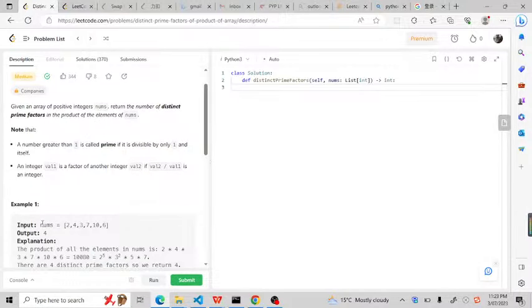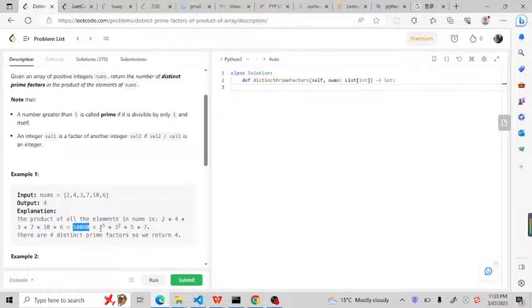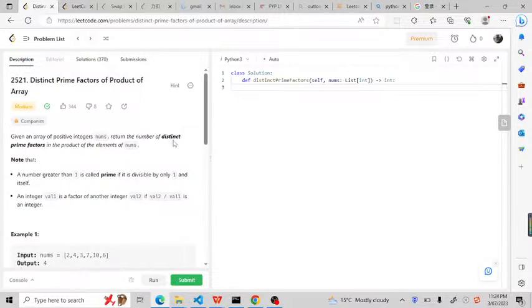This means we are given a numbers array like 2, 4, 3, 7, 10, and 6. We need to find the distinct prime factors. First, we need to get the product of the numbers, which is 1680. And then we need to find the prime factors. So here, 2 to the power of 5 times 3 times 5 times 7. We need to get these four numbers, 2, 3, 5, and 7. So this is the meaning of the problem.